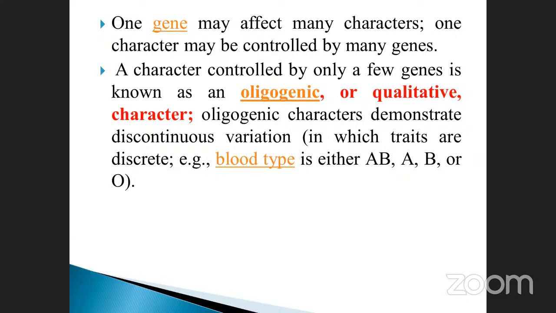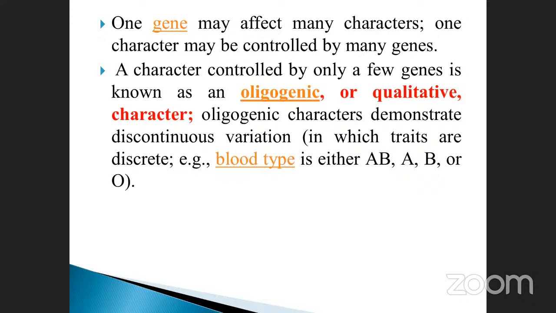See, a character controlled by only a few genes is known as oligogenic, very, very important. Otherwise called qualitative characters. Note it down. The oligogenic genes are nothing but characters controlled by only a few genes, known as oligogenic or qualitative characters. Oligogenic genes demonstrate discontinuous variations in which the traits are discrete, for example blood types. Otherwise called multiple alleles.